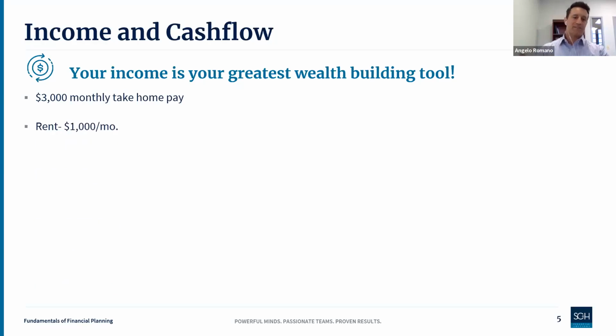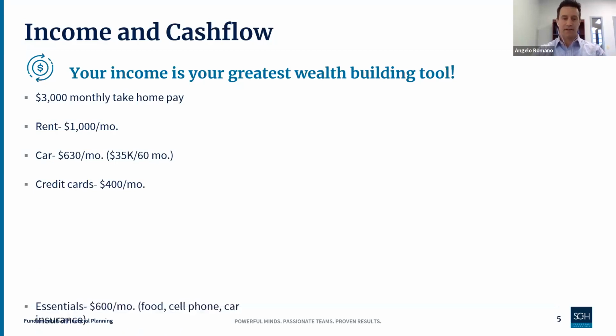So they have about $3,000 that's coming in the door every month. They know that they got to pay $1,000 in rent. That brand new shiny car that they spent $35,000 on and got a 60-month loan, or a 5-year loan, is costing them about $630 a month. Their credit cards, they have 4 different credit cards, and they said, I got to put at least $100 on each one of them to get the balance down. So they're paying $400 a month for credit cards.